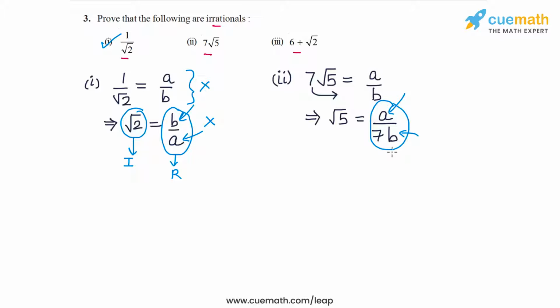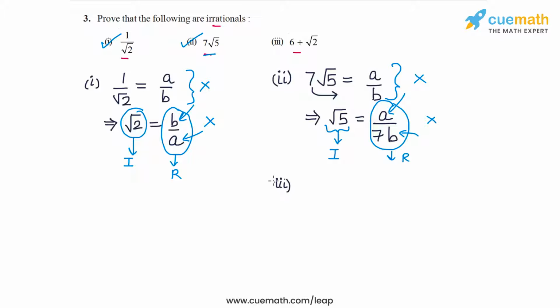So a by 7b is rational, whereas root 5, we have proven in this exercise itself, that root 5 is irrational. So this equality is again an impossible equality, and this contradiction is arising because of our original assumption of taking 7 root 5 as a rational number a by b. So this original assumption is incorrect, which means that 7 root 5 is not a rational number, it is also an irrational number. So that completes part 2. Now let's take the number in part 3.